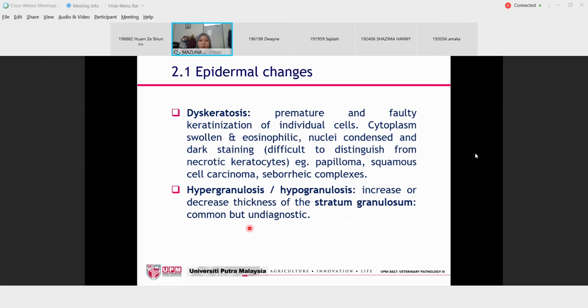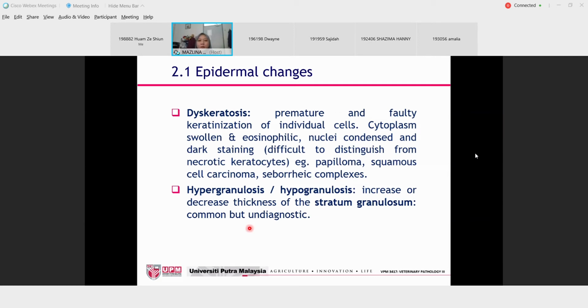Another epidermal change that you might see is dyskeratosis. Dyskeratosis is actually premature and faulty keratinization of individual cells, meaning you only see single cells showing this premature or faulty keratinization.